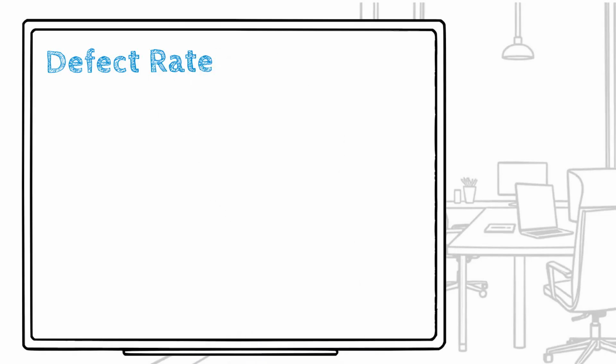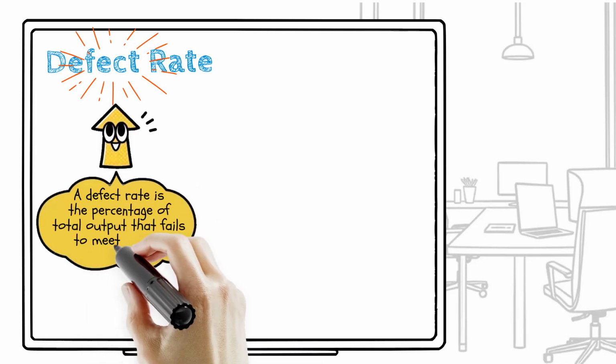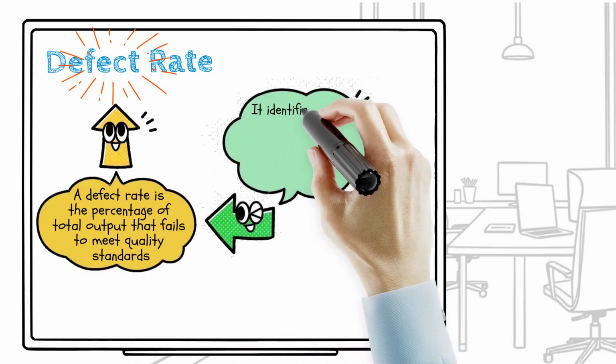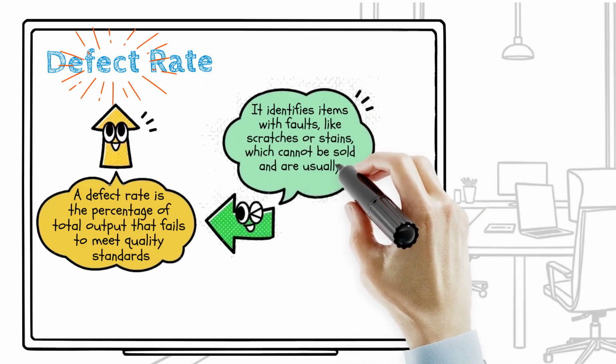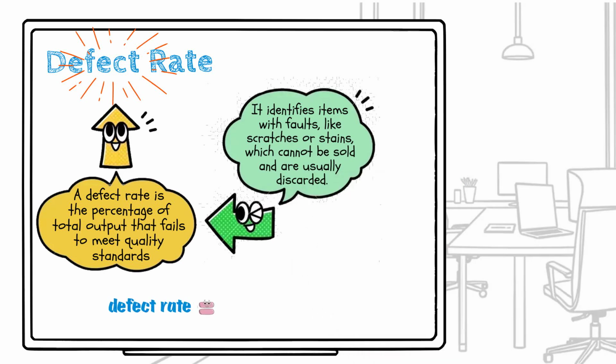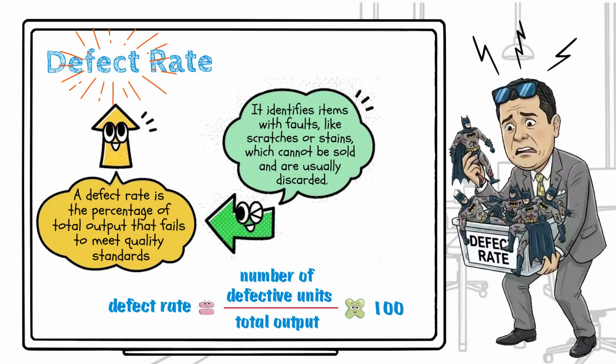Defect rate. A defect rate is the percentage of total output that fails to meet quality standards. It identifies items with faults, like scratches or stains, which cannot be sold and are usually discarded. Calculated as follows: defect rate equals defective units divided by total output times 100. A lower rate is better. Operations managers aim to reduce this rate as much as possible, ideally reaching 0.